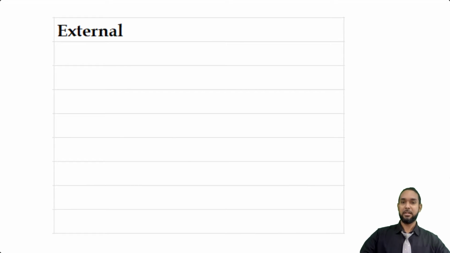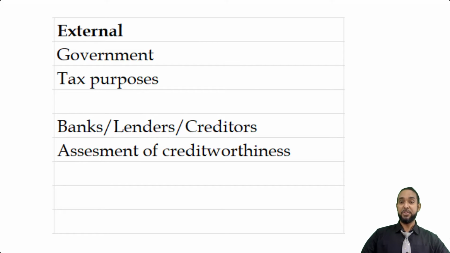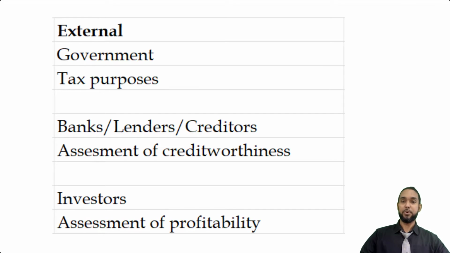For the external users, let's start with external, right? We have the government. They use the information for tax purposes. We also have banks, lenders, or creditors who use the information to assess the credit worthiness of the entity, to assess whether they are worthy of lending money to. That's what they call credit worthiness. Can they repay the loans or the money so borrowed? Then we also have investors, and they want to know how profitable this entity is. They want to assess the profitability to know whether to put more money in, or to put any money in, or to take their investment out.